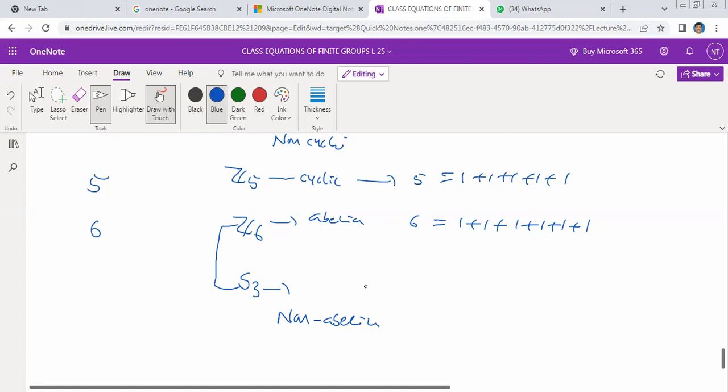The classification of S3. S3 has only 3 classes, with sizes 1, 3, 2. Here n is equal to 3. How many partitions are possible? 3 can be written as 3, 2 plus 1, and 1 plus 1 plus 1. These are the 3 possibilities for partitions of 3.